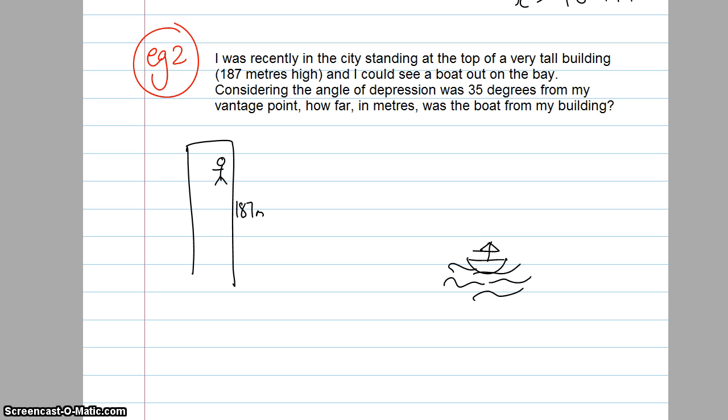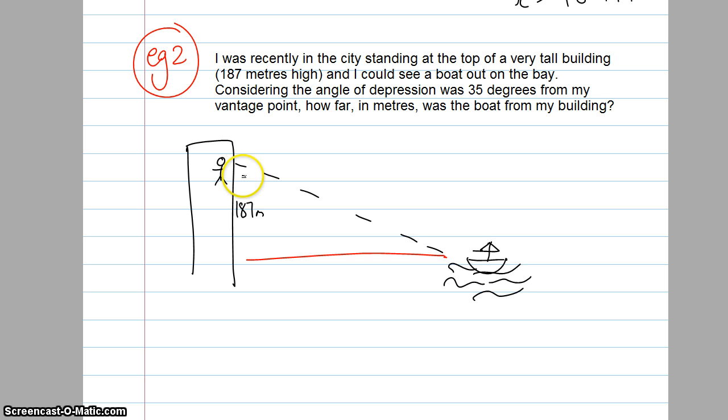And I knew that the angle of depression was 35 degrees. And I want to know how far this boat was from the building. So I want to know this distance just here. Okay, the angle of depression was 35 degrees. I'm going to draw my eyesight, which is like that. It goes right to the boat. The angle of 35 degrees.